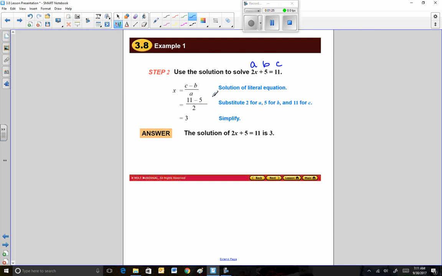11 minus 5 is 6. Divide by 2. What's 6 divided by 2? 3. You can try it out to see if it works. Place the 3 in for x.